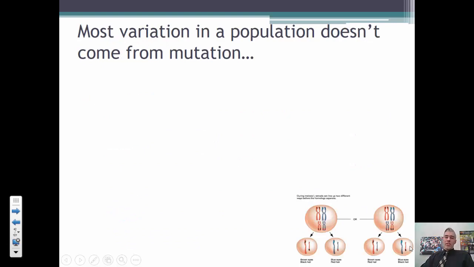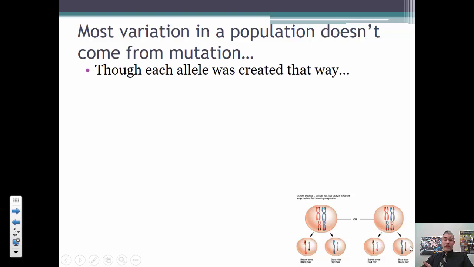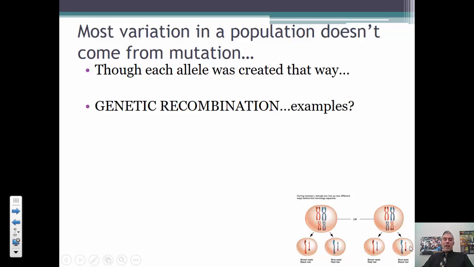So most variation in a population actually doesn't come from mutation. Now, all of those alleles that we're talking about were created initially by a random mutation, but how that allele spreads throughout the population happens through a couple different mechanisms. One is through genetic recombination, which is the main one. And we talked about a few different ways that can happen.